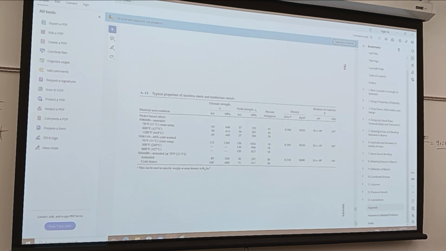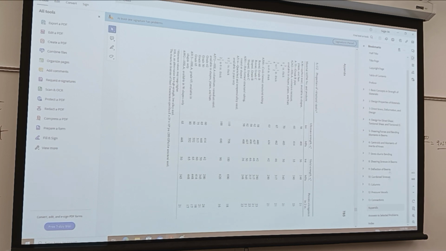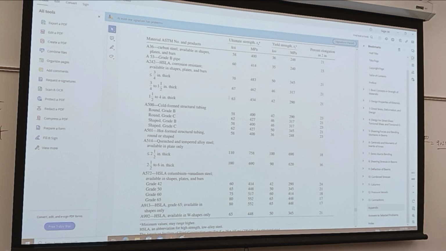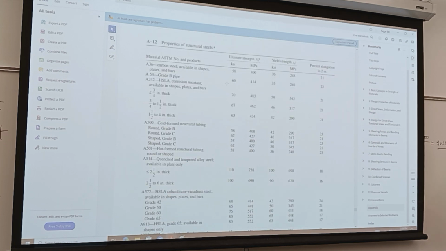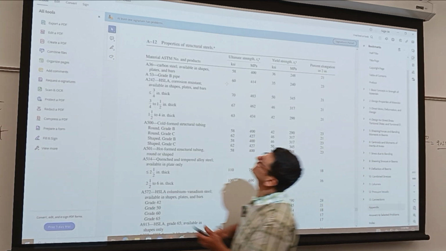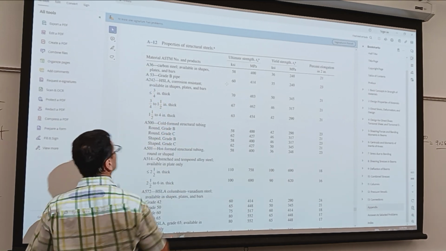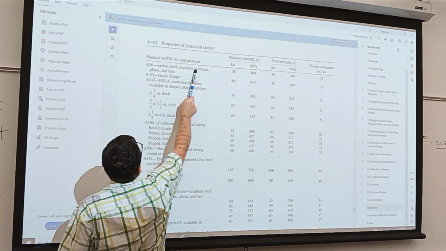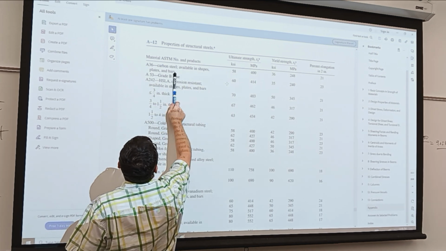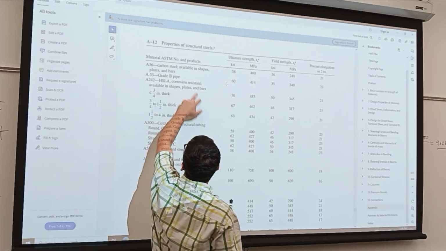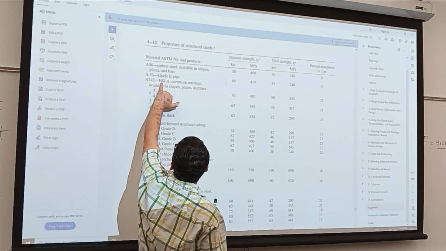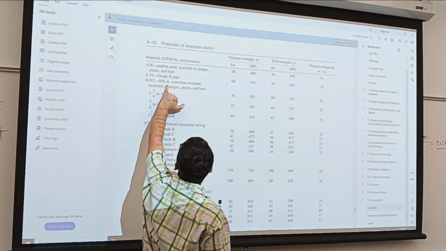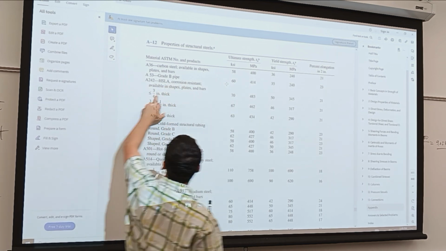Nickel-based alloys, and then let's see, I need to rotate backwards. So we have structural steels. Okay, so what we looked at, angle iron, box tubing, I-beams, they will be available in this. So it says available in shapes, plates, and bars. Okay, you can find them in pipes. This is high strength, low alloy, corrosion resistant plate.